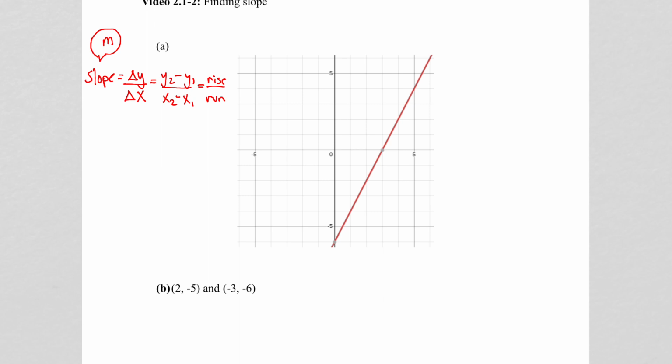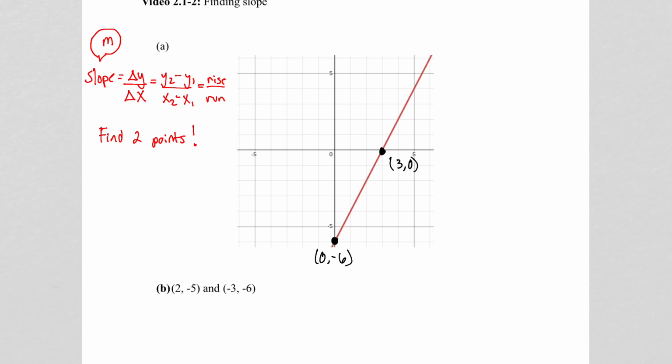So now let's look at this graph. Now, in order to find the slope, we need to find 2 points. So regardless of the situation, you need to find 2 points. So this is the graph that we used in the intercept video. So we have some nice, easy points to deal with right here. We have the point (0, -6), and we have the point (3, 0).